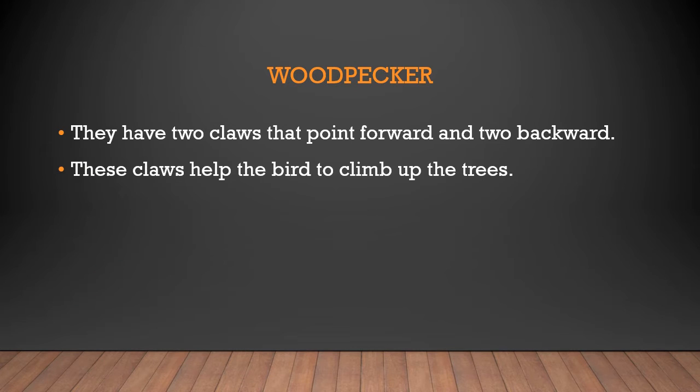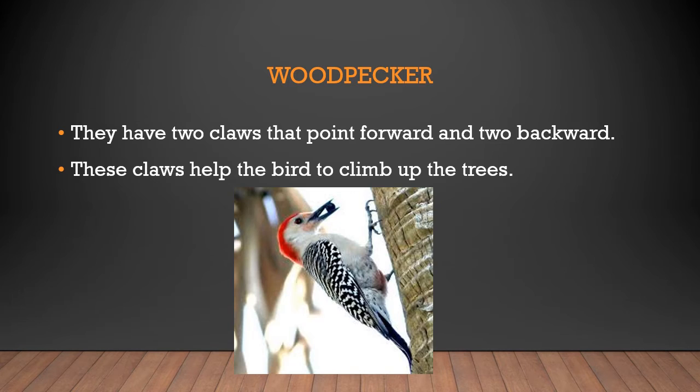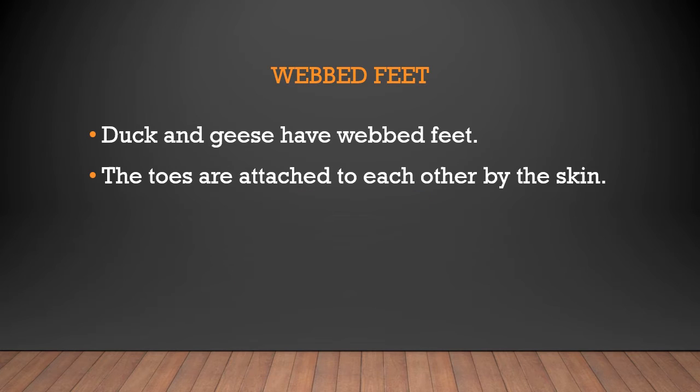Next is the woodpecker. The woodpecker has 2 claws that point forward and 2 backward. These claws help the bird to climb up the trees. Woodpeckers are very special. They keep pecking the tree trunk to pick out insects. To pick out insects, they have to grip on the tree. So these claws, two in the front and two in the back, help the bird to climb up the tree and stay there for a long time, so that they can peck on the tree and eat the worms that are present in the tree trunk. Understood?